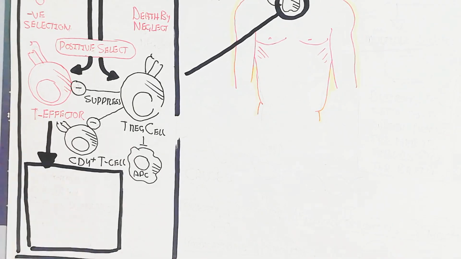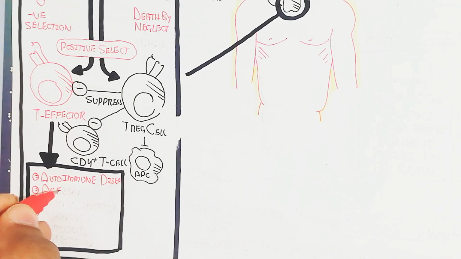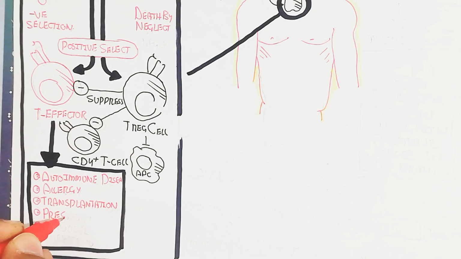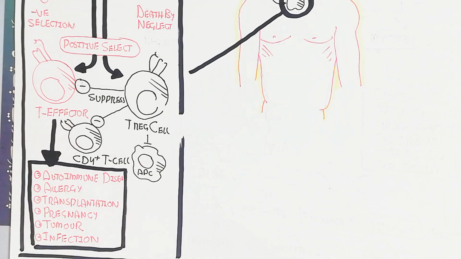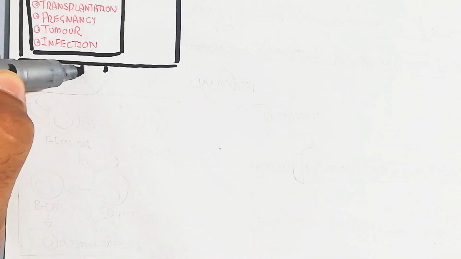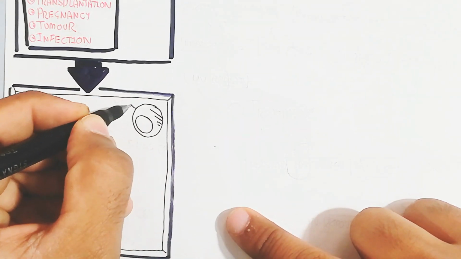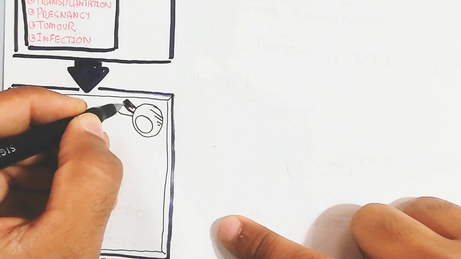So the CD4 positive T cell is also inhibited via the T regulatory cell, as are the antigen presenting cell and the T effector cell. The T effector cell will progress on recognition of autoantigen and lead to autoimmune disease, allergy, transplantation rejection, pregnancy and tumor and infection responses, all of which are due to the T effector cell.